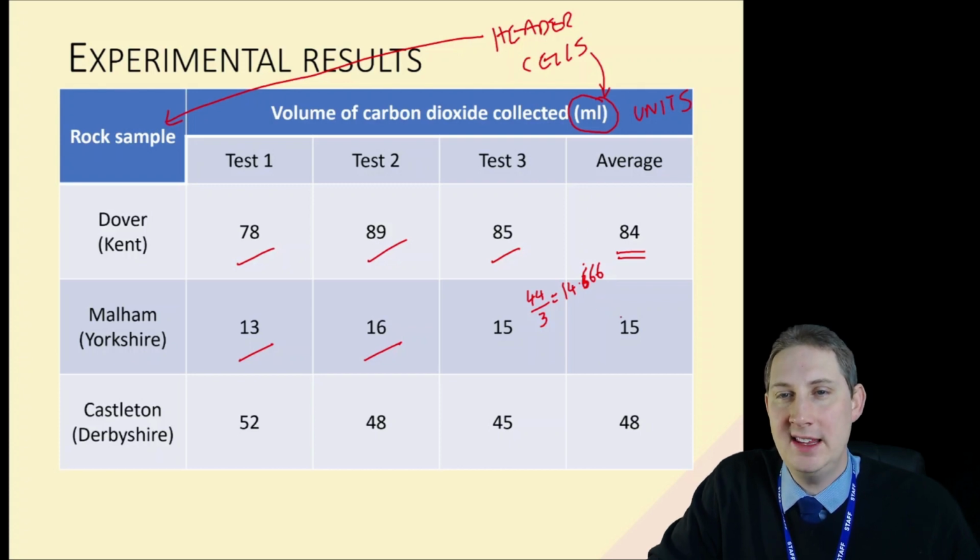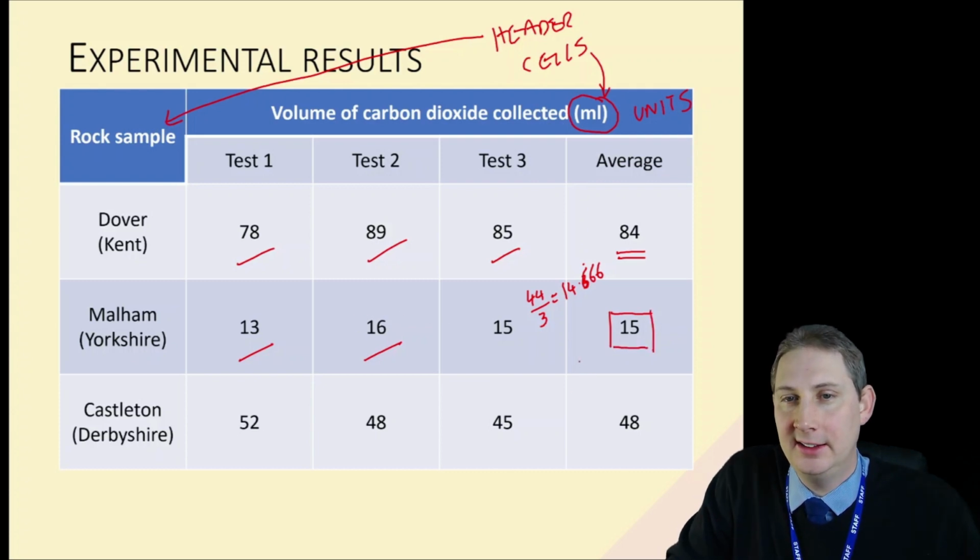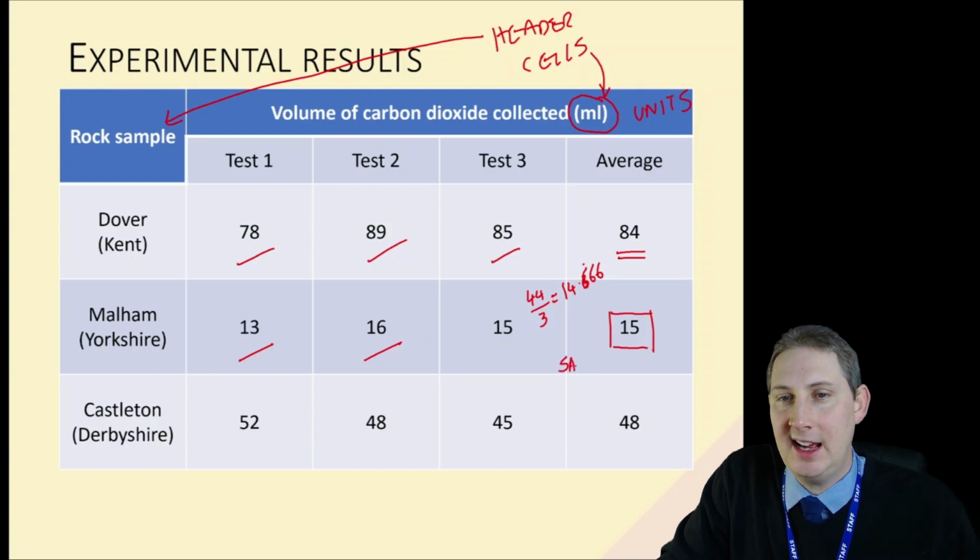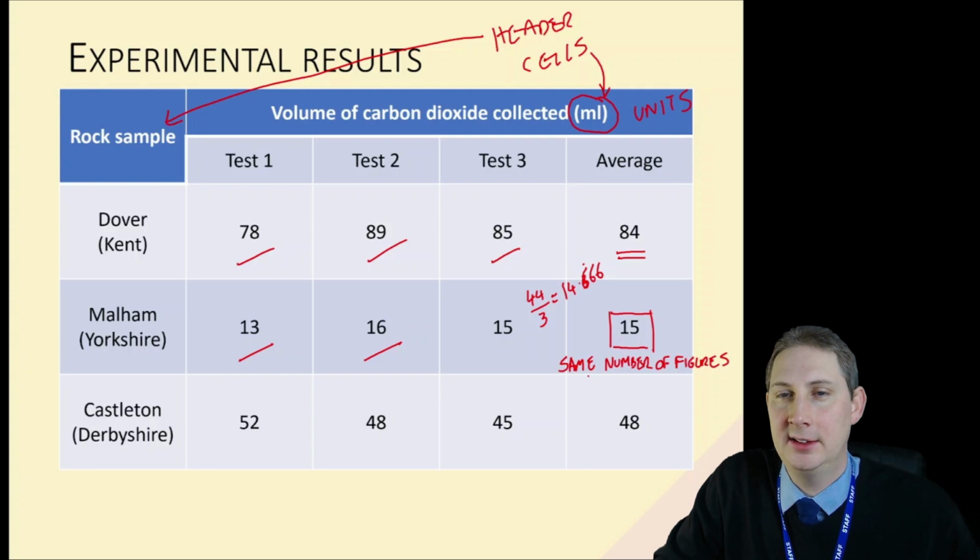Now we don't write that in the table. We don't write an average that is more precise than the data we collected. So we use the same number of figures as the data we collected. So hence we write 15 as the average, not 14.66666.